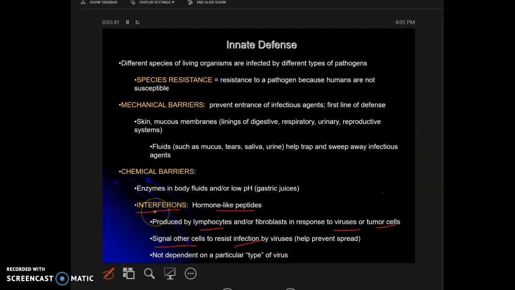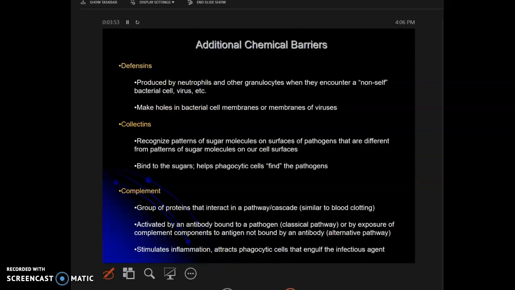So interferons will ready the neighboring cells and therefore help prevent spread. So again, it is not dependent on a particular type of virus. All right. Additional chemical barriers, all of them are important. So please make sure you know these.